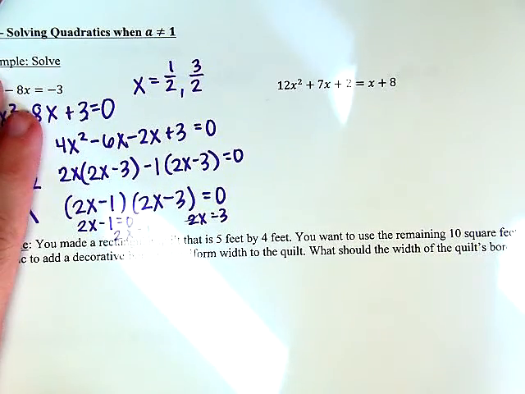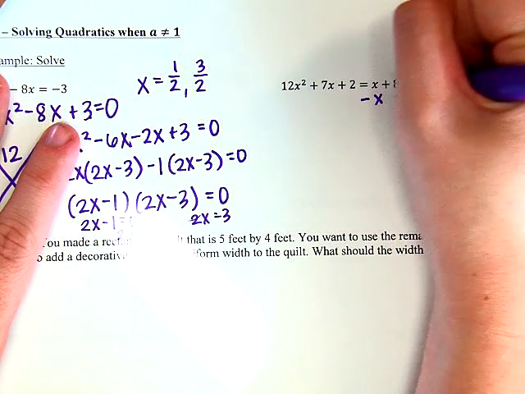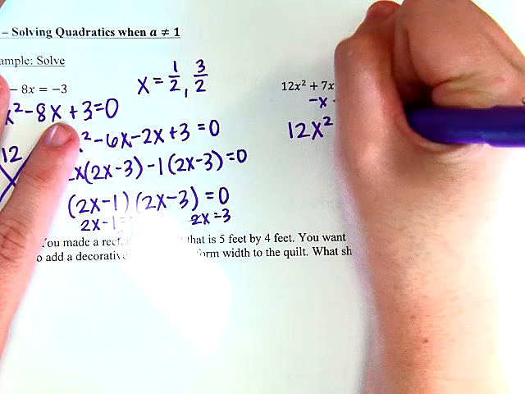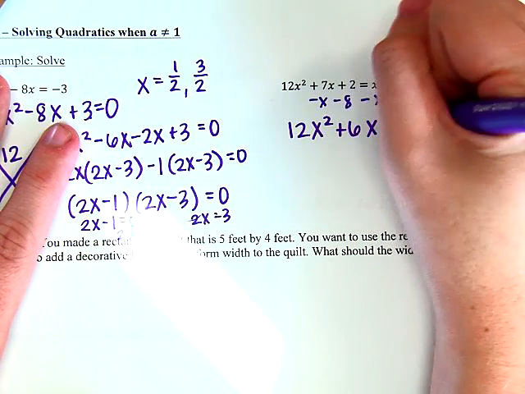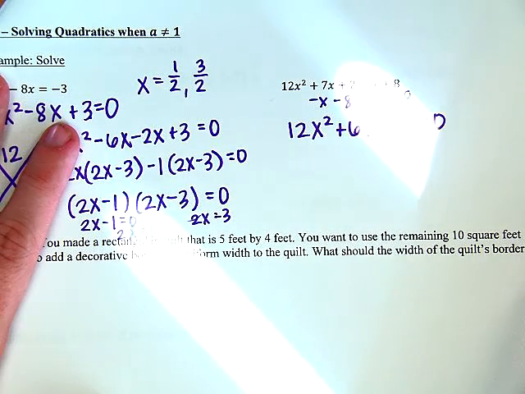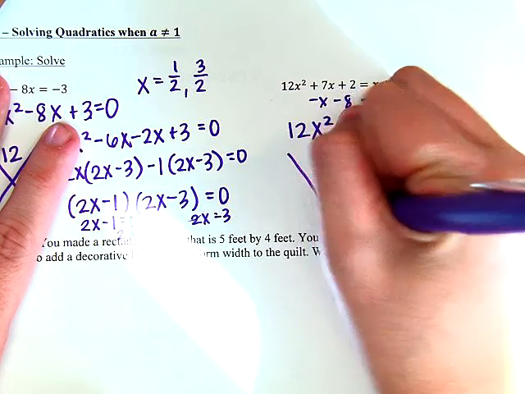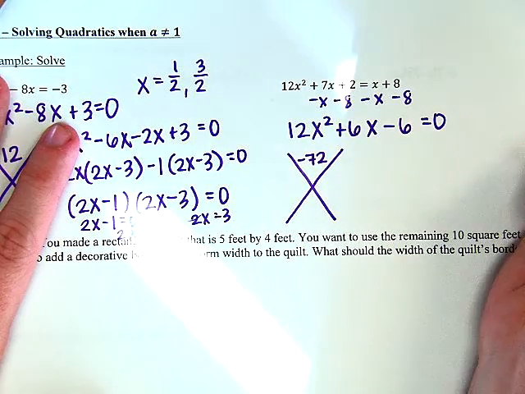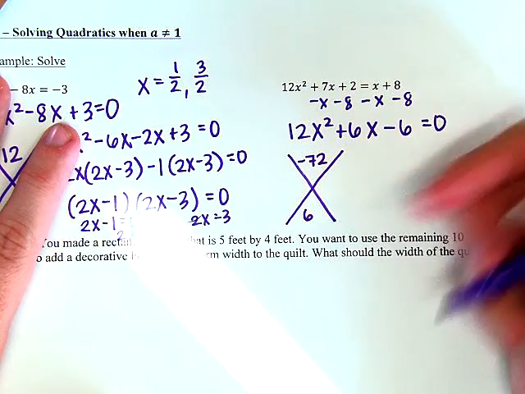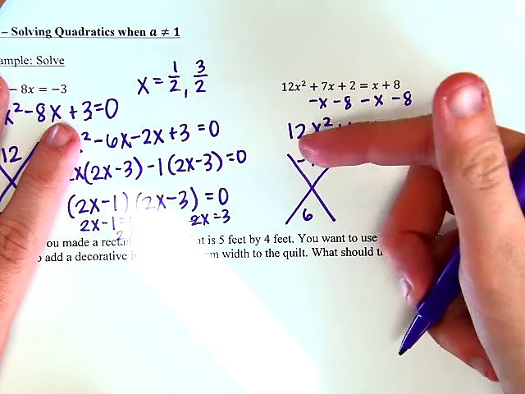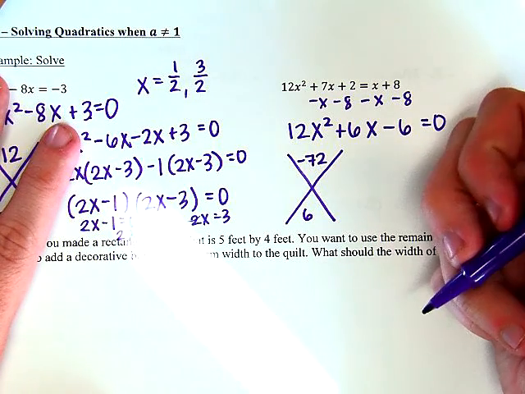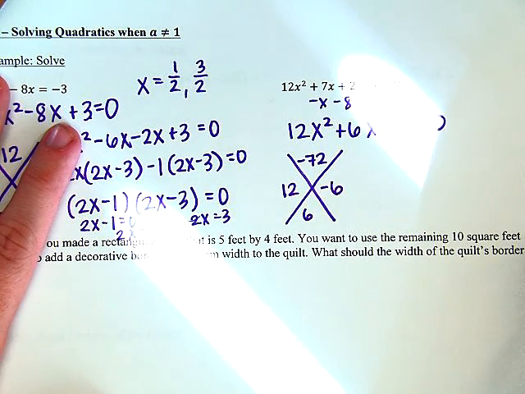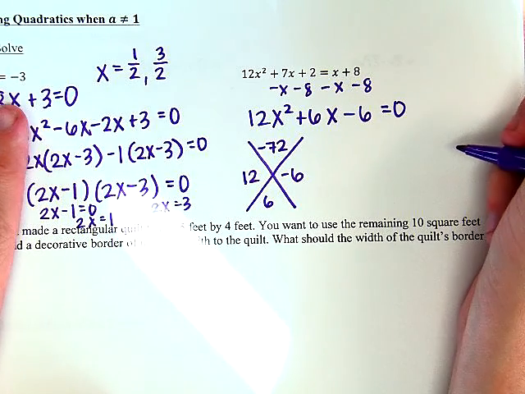Let's do it again. We got to subtract x and subtract 8. So I got 12x squared plus 6x minus 6 equals 0. If I make my x, do 12 times negative 6, I get negative 72. On the bottom, I put my middle one, which is 6. And I think to myself, what multiplies to be negative 72 and adds to be 6? Well, I got 12 and negative 6. So my equation becomes this.